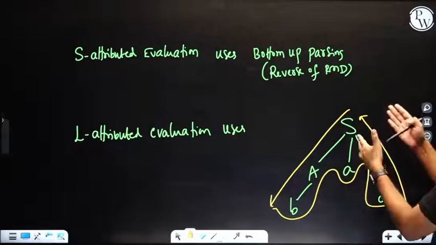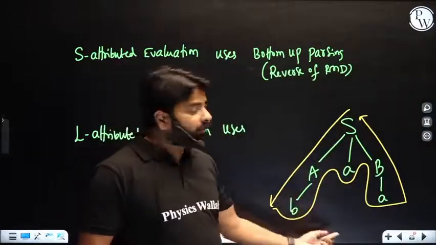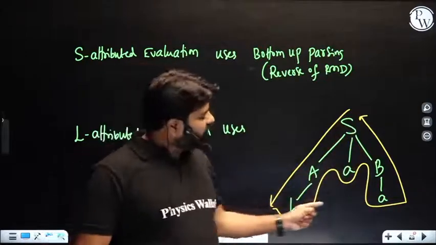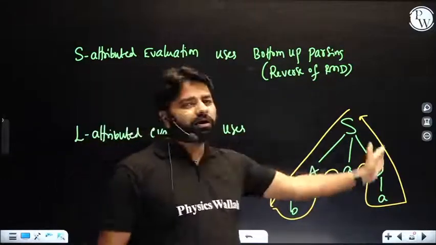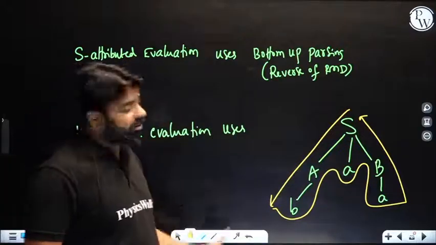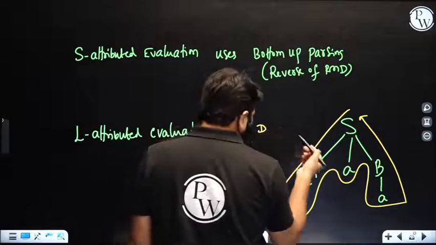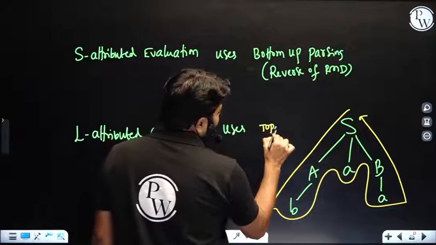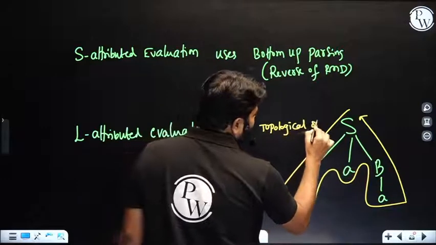So no need to go up, but it's very easy to understand when you have no attributes. But when you have the attributes, you need to go up. When you don't have the attributes, you can only go left to right. So better to say that depth left and follows some in order concept to evaluate the L attributed computations. So it uses something like in order, some kind of topological order. I just write topological order, but this topological order has some meaning. There's one kind of topological order, okay?